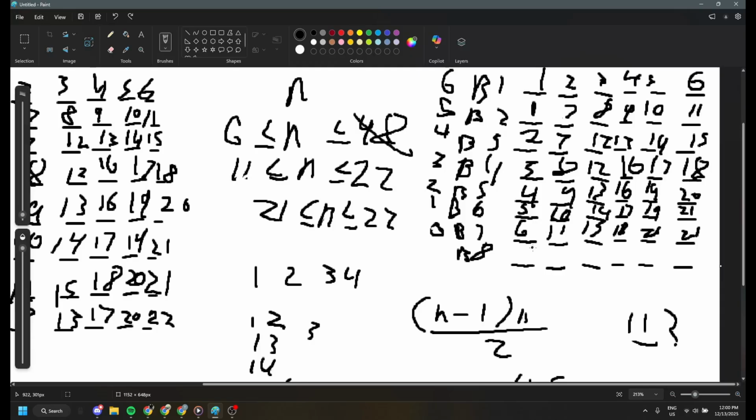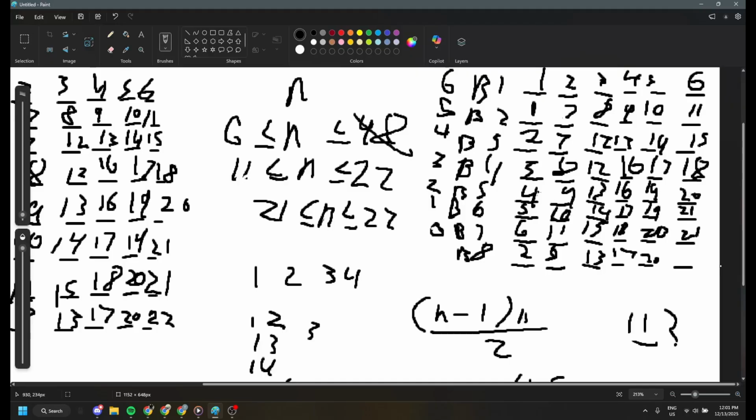2 did never appear with 8, which never appeared with 13. 13 never appeared with 17. Am I sure about that? Yes. 17 never appeared with 20. Am I sure about that? Yes. It's 15, so I'm fine. 20 never appeared with, 20 did appear with 21.